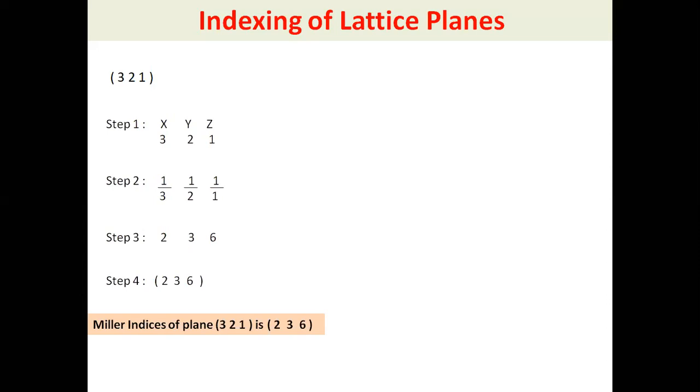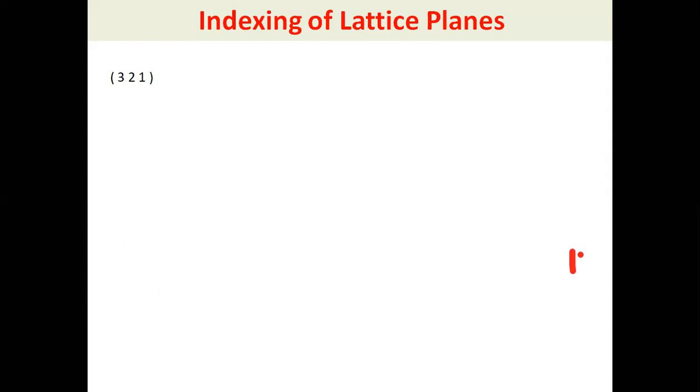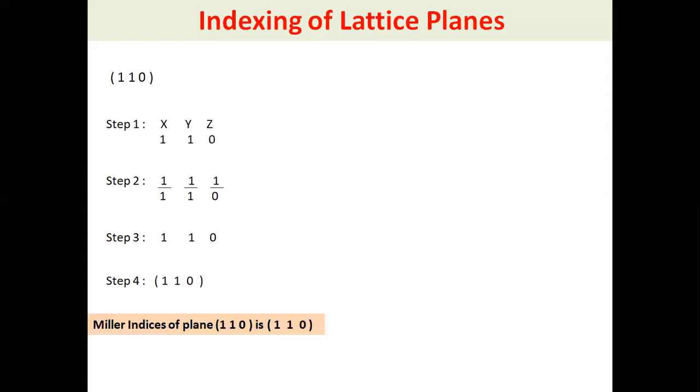So we take the reciprocal: 1 by 1, 1 by 1, and 1 by 0. But what is 1 by 0 in mathematics? Infinity. Yes, infinity. But don't consider infinity here. Take it as 0. So the same answer. The Miller indices of plane 110 is 110.